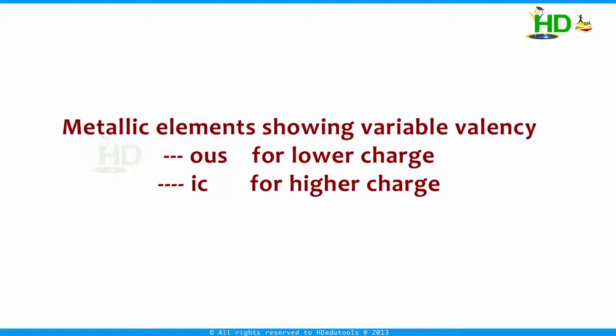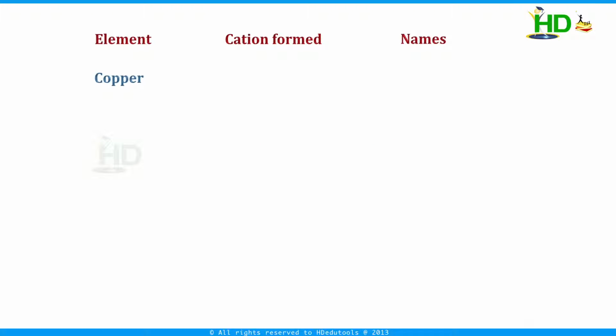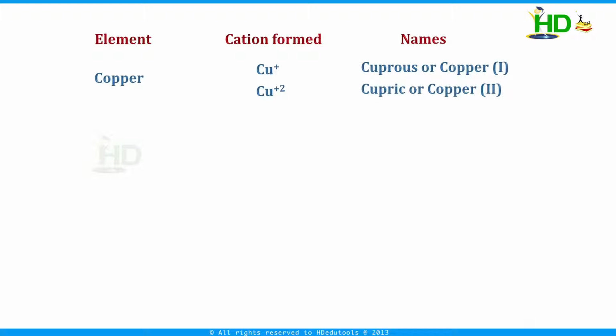Some metallic elements show variable valency, that is more than one valency, and form positive ions with different charges. In that case, the ion with lower charge gets the OUS suffix and the ion with higher charge gets the IC suffix. The value of the charge on the ion is shown by Roman numerals. For example, copper can form Cu plus and Cu plus 2. Cu plus is called cuprous, that means with lower charge it is the OUS suffix. With higher charge it is the IC suffix, and Cu plus 2 is cupric. Simply this can also be written as copper 1, copper 2.